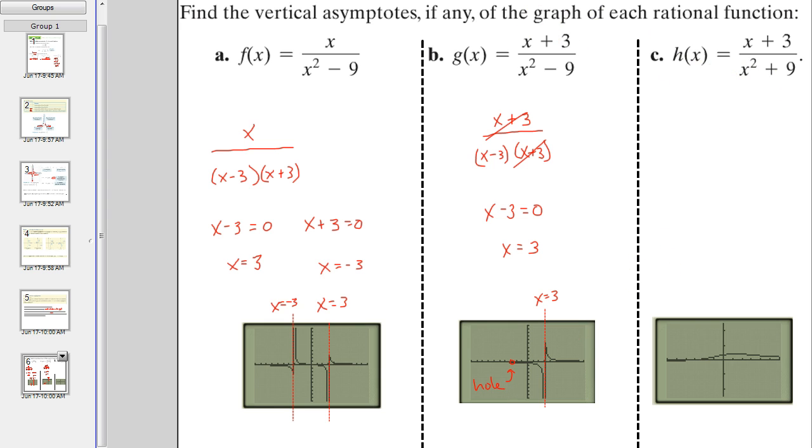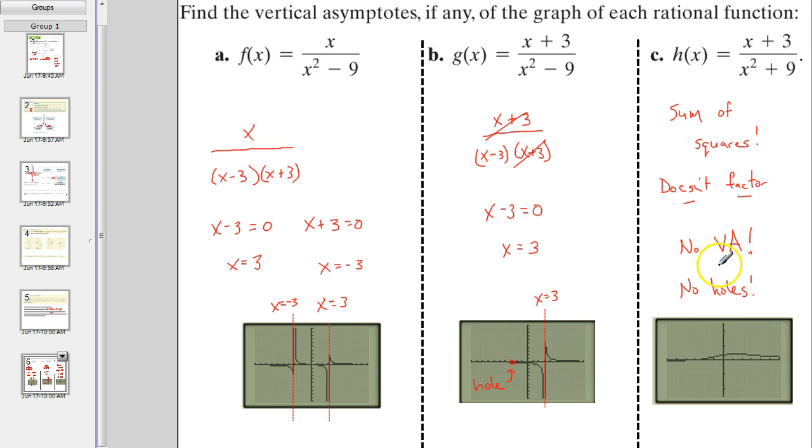And then right here, this is a sum of squares, so it doesn't factor. And since it doesn't factor with real numbers, that is, I can't make this equal to 0. So it's not going to have any vertical asymptotes. Alright, and you'll see as you go through the notes, I use VA to represent vertical asymptotes. So this has no vertical asymptotes. And you can see from the graph, it doesn't break apart. Also has no holes in the graph.